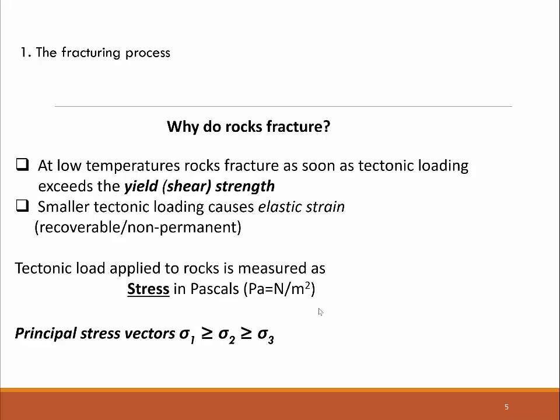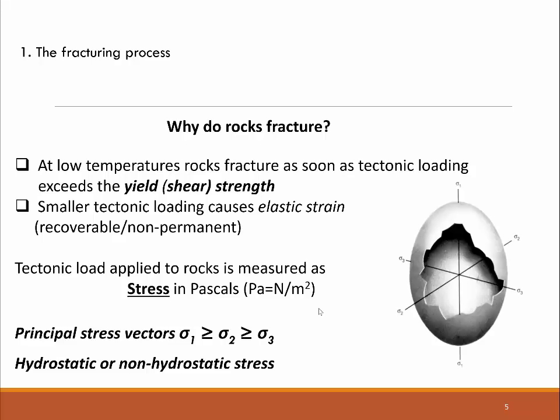Sigma 1 is always larger or equal to sigma 2, which in turn is larger or equal to sigma 3, and the relative magnitude of these 3 stress vectors will define the state of stress, whether it is hydrostatic or non-hydrostatic, and it will determine the shape of the stress ellipsoid.